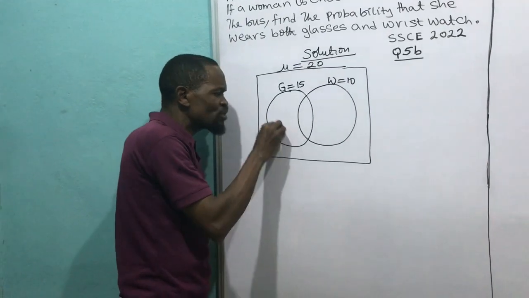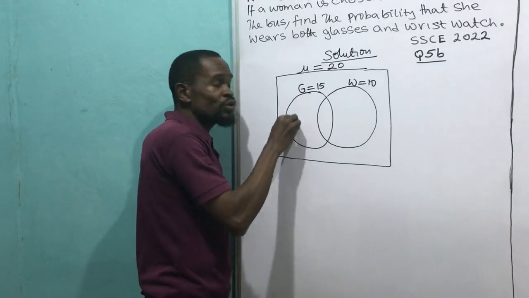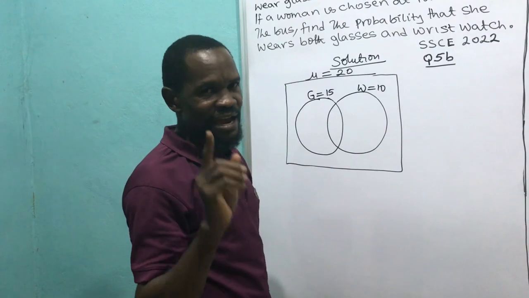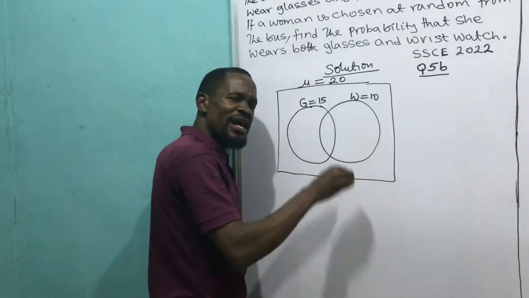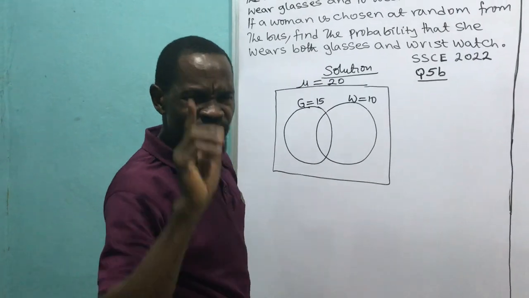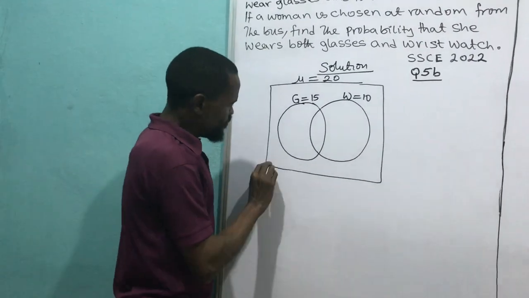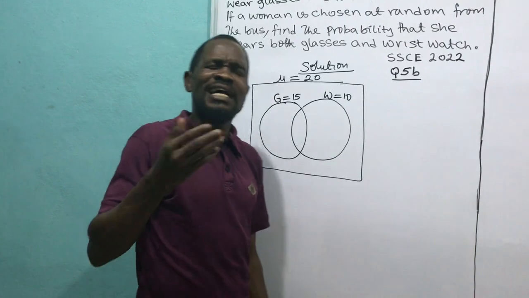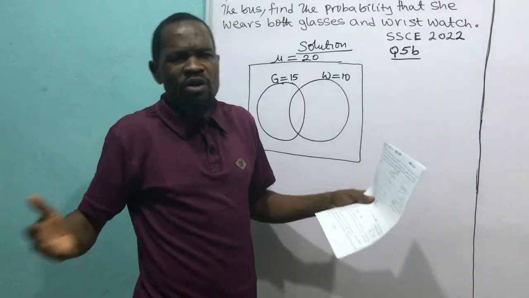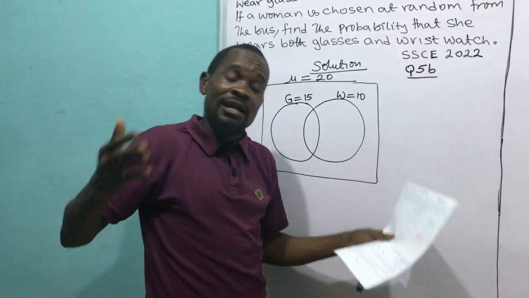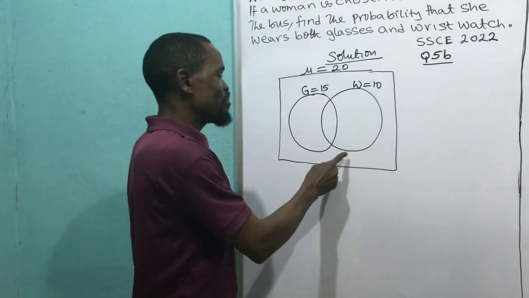Then this particular place are those that wear only eyeglass, and this particular place are those that wear only wristwatch. So now, if there are people in that box, but they don't wear any of the two items mentioned, we now represent them here.